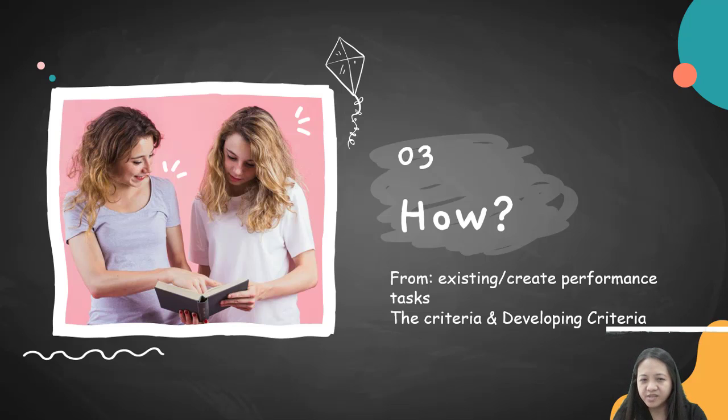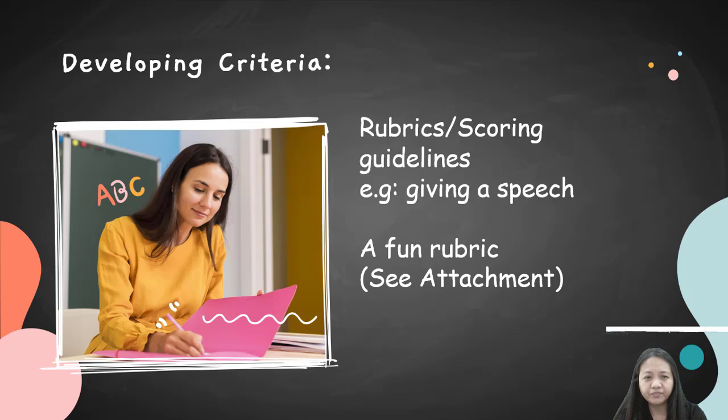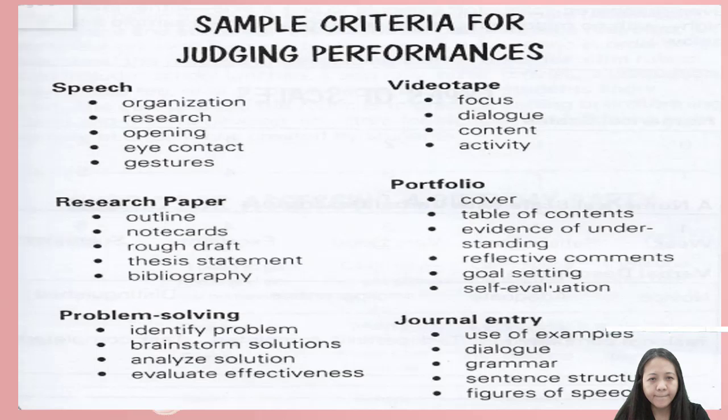And for the example of that one, I'll give it to you after this one. And then we can also have the criteria, and you can also develop the criteria. In other words, rubrics. This is developing criteria, the rubrics or scoring guidelines. For example, giving a speech. I'll give you an example on giving a speech. This one is the sample criteria for judging performance.